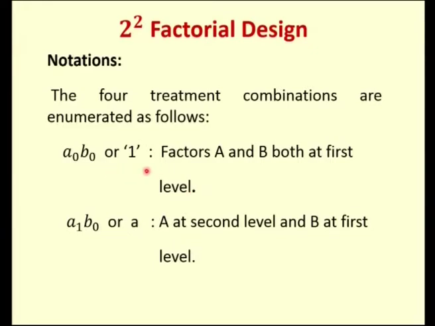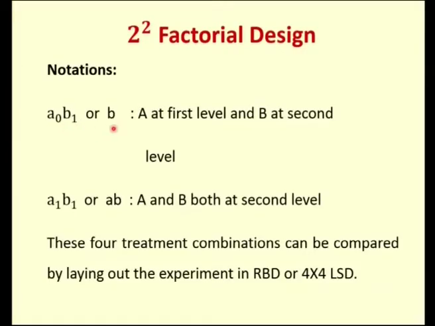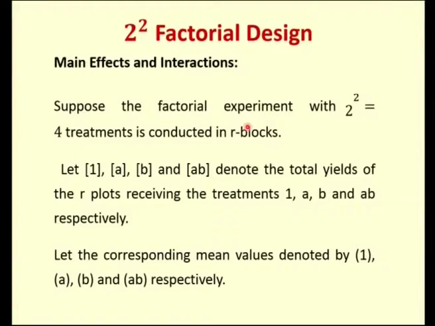It may be also denoted by 1, and A1 B naught or small a, this is nothing but the second level of A and B at the first level. And finally, A naught B1 or b. So, here A at the first level and the factor B is at the second level, and A1 B1 or ab. So, here both the factors at the second level. These 4 treatment combinations can be compared by laying out the experiments either in RBD or 4x4 LSD. A study about the main effects and interactions in 2 power 2 factorial design.